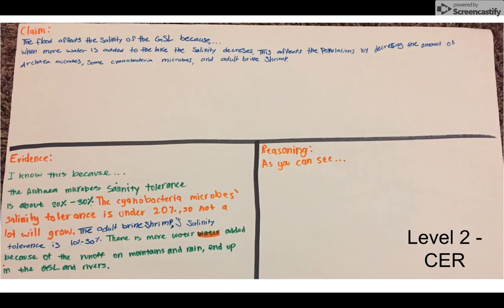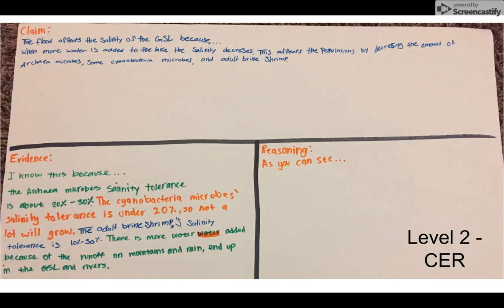This is a level 2 claim evidence and reasoning. So it says, the flood affects the salinity of the Great Salt Lake because when more water is added to the salinity, it decreases. This affects the population by decreasing the amount of microbes and adult brine shrimp. I know this because archaic microbes' salinity tolerance is about 20 to 30%. The cyanobacteria microbes' salinity tolerance is under 20%, so not a lot will grow. The adult brine shrimp salinity tolerance is 10 to 30%.